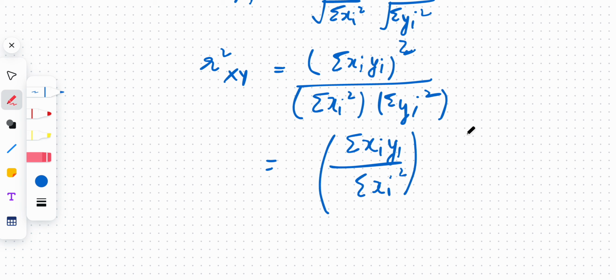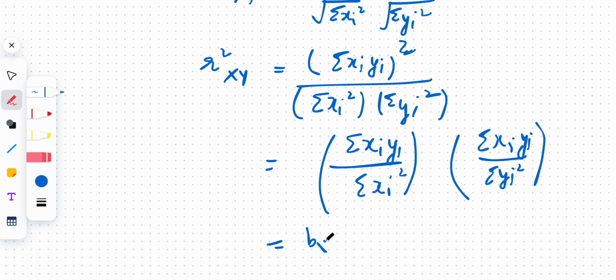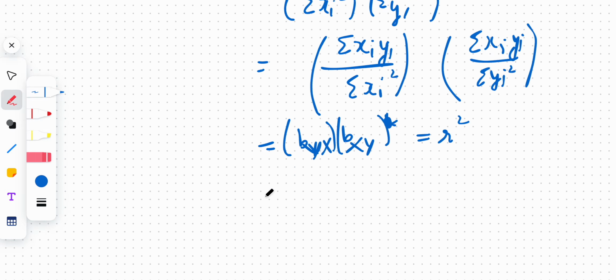This can also be written like this, right? Which would mean summation yx upon xy is equal to r square. So that would mean that here what I've written, this is xi minus x bar and yi minus y bar, right?